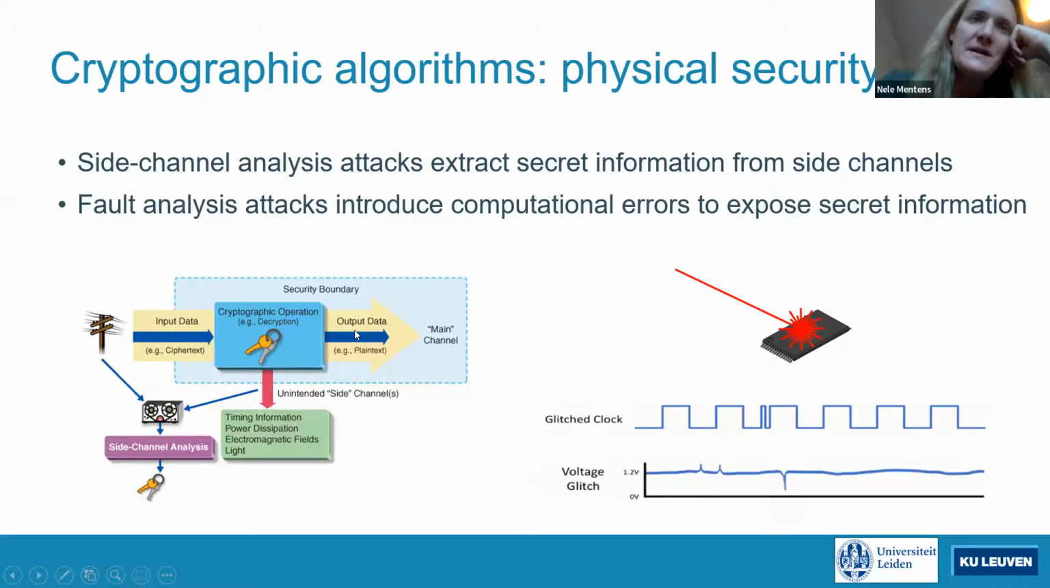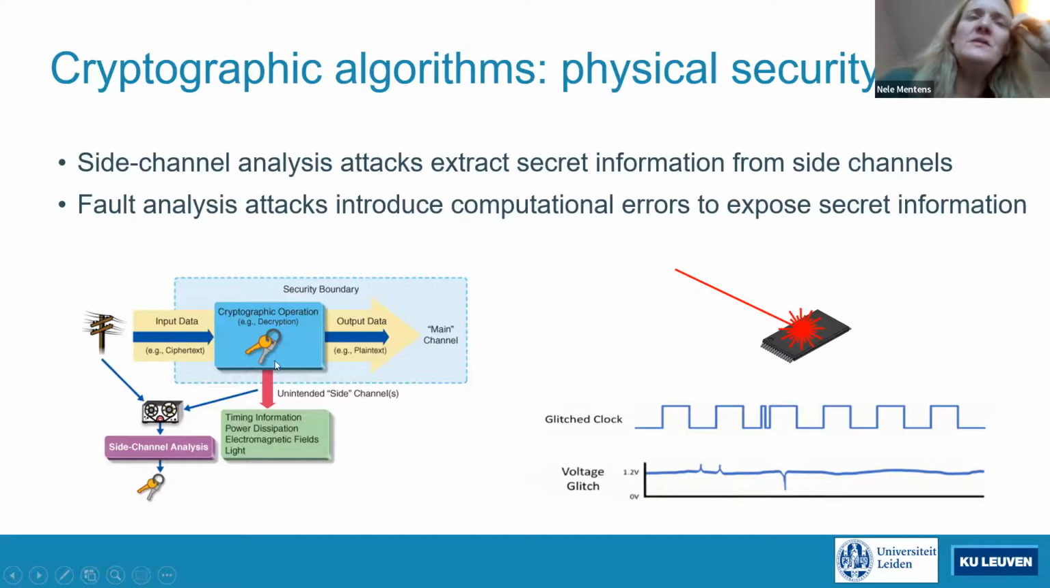So what do I mean by this? Imagine we have an FPGA or CPU, any device doing cryptographic operations, for example, a decryption. This device does that using the secret key that is stored somewhere in the device. So we have some input data, for example, a ciphertext that should be decrypted into a plaintext. A sender sends a ciphertext to a receiver, and this is then the receiver system that decrypts the ciphertext into the plaintext. This is what we call the main channel.